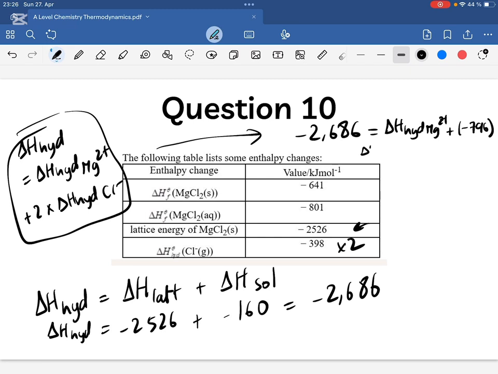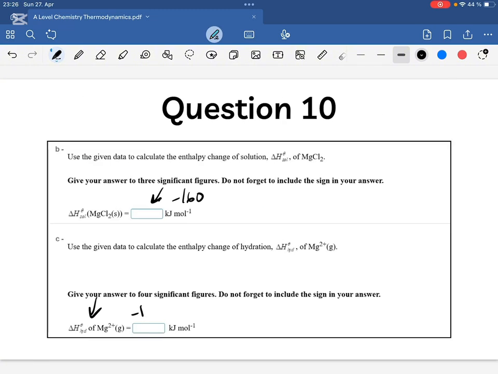And so the delta H hydration for Mg2+ is going to be equal to minus 1890. So this value is going to be minus 1890.